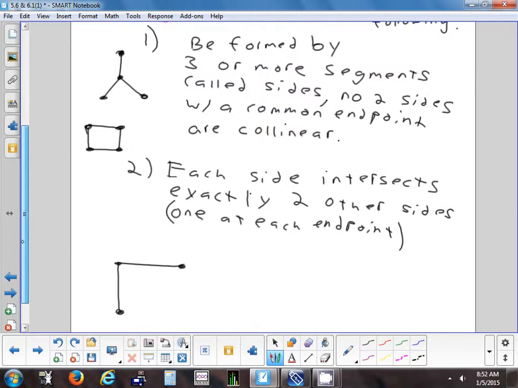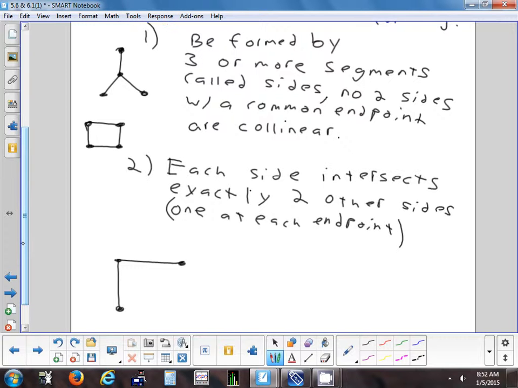How come? What part of the definition does that one fail? Yeah, it's not closed. So which part, is that part 1 or part 2? Part 2. Each side has to intersect exactly 2 other sides. Well, those 2 vertices don't. If you drew in a third one, now you're good. You get 2 segments coming out of every vertex.